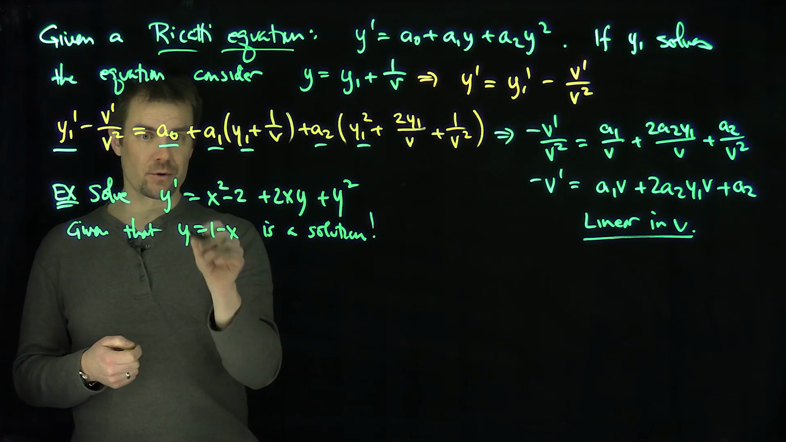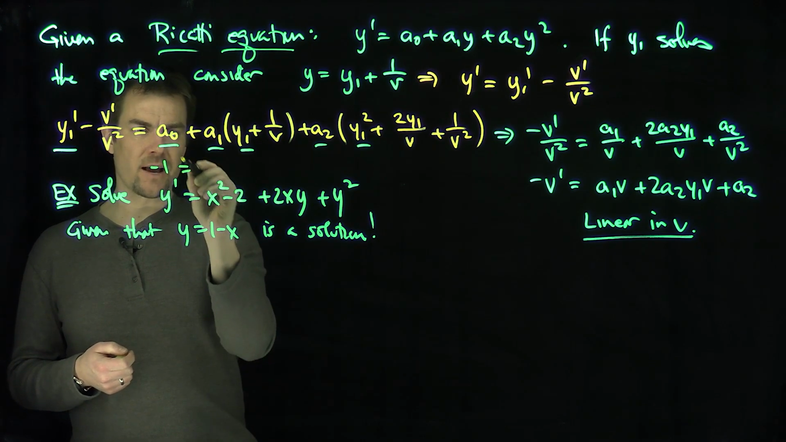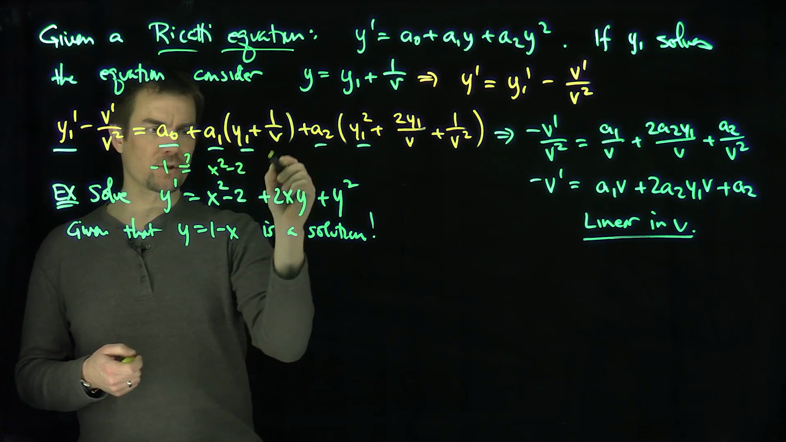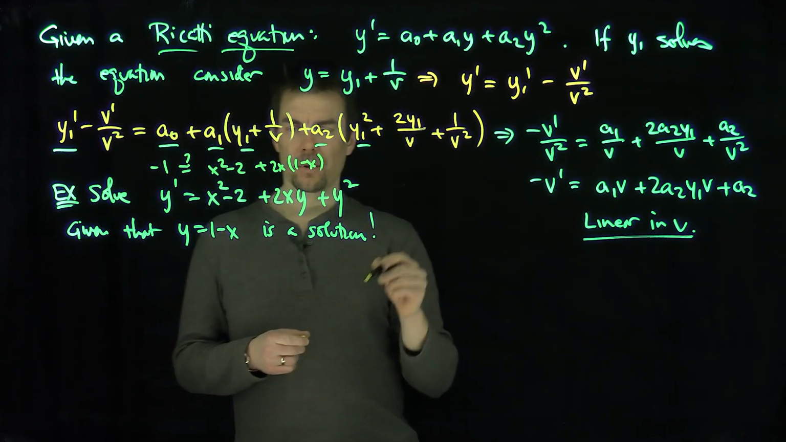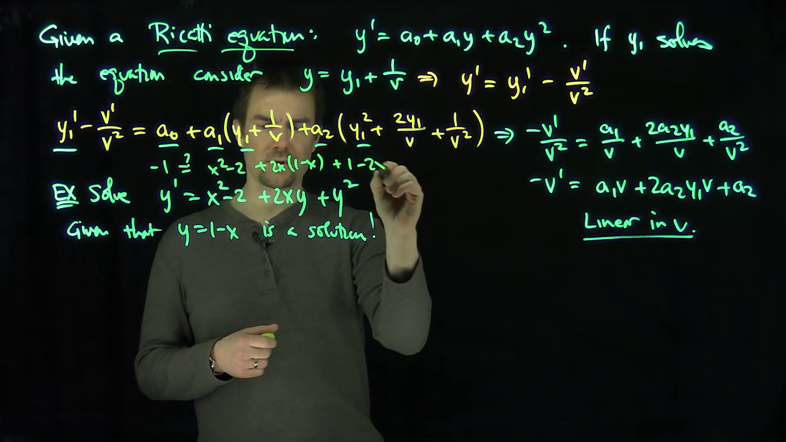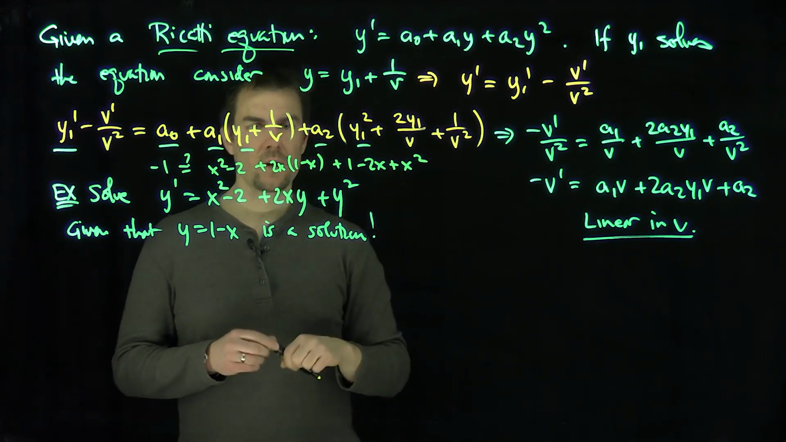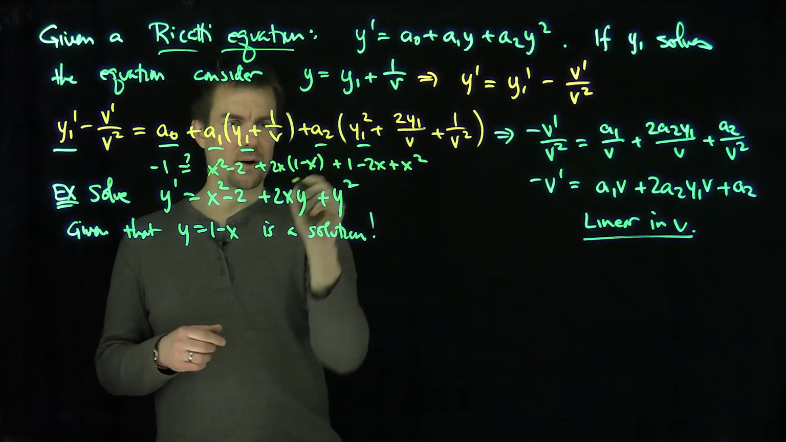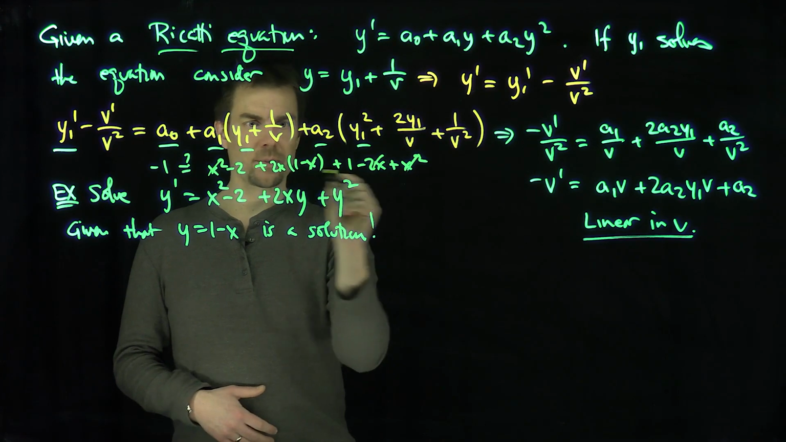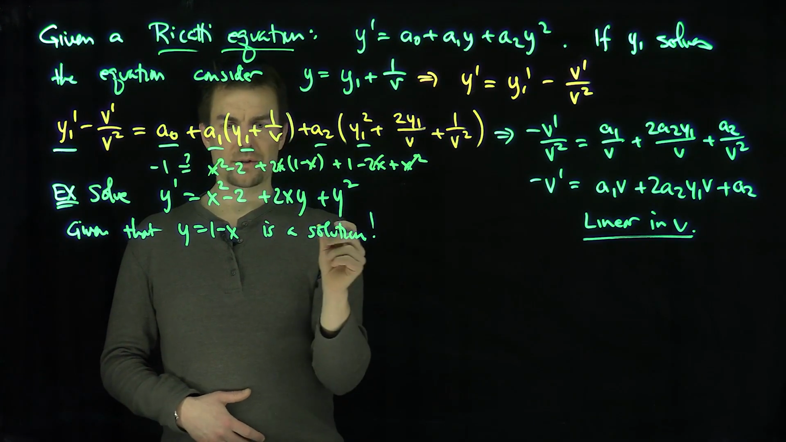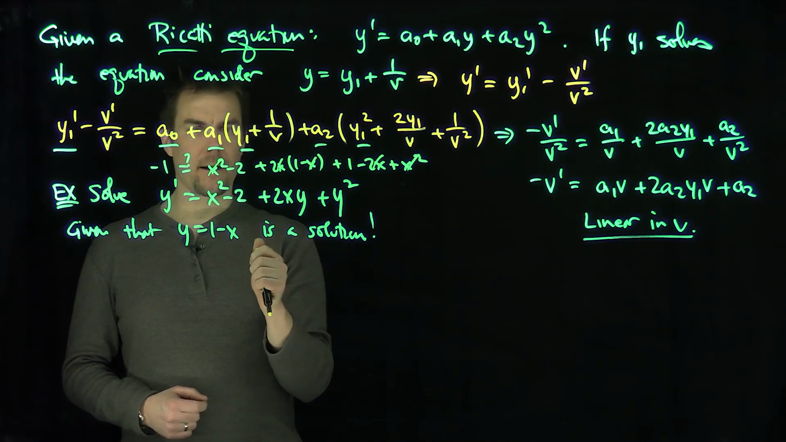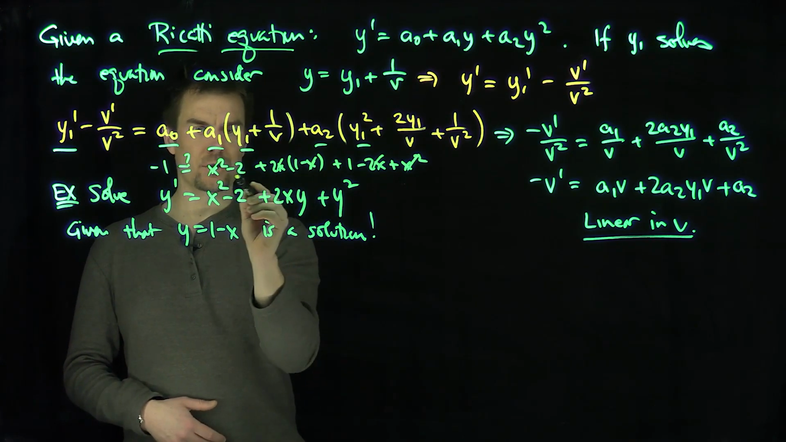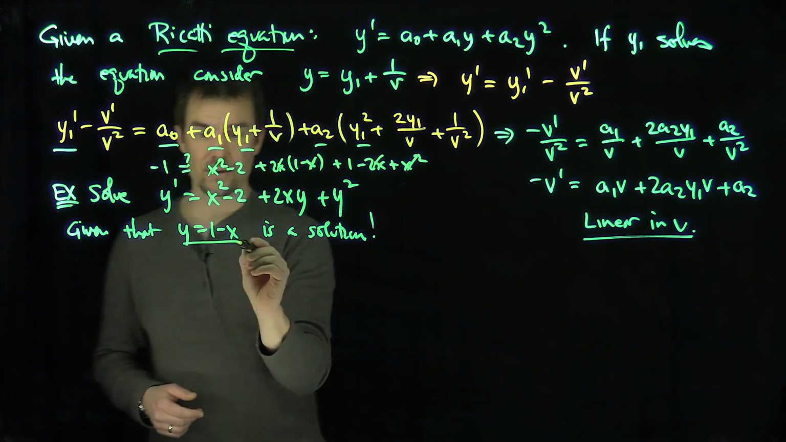Well, of course, the derivative of this is just negative 1. Is negative 1 equal to x squared minus 2 plus 2x times 1 minus x plus 1 minus 2x plus x squared? Well, let's see, all the x squareds are going to cancel out. I have a negative 2x and a positive 2x, and then we have a negative 2 and a 1 over here, and a 1, so it does work. So this is, in fact, a solution.